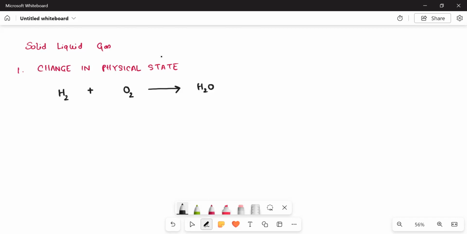Whenever I write a chemical reaction, I'm going to tell you how to write the equation so that it is informative. Hydrogen is a gas, oxygen is also a gas, but the water that I'm going to get here is liquid in state. So what is happening here? The reactants were gaseous in nature, and here I'm getting a liquid. So the physical state is completely changing. This is one example of a change in physical state.